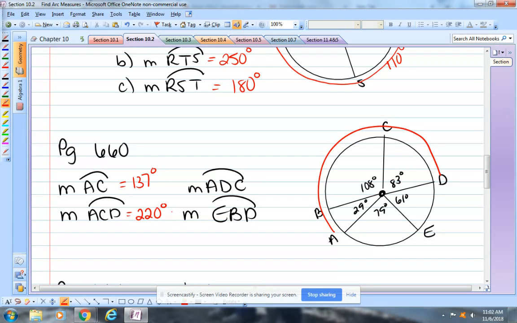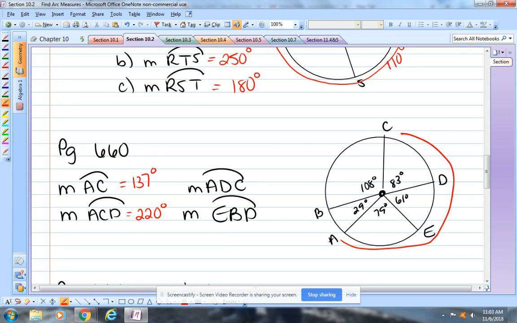All right, next I want the measure of ADC. So do I start at A and go this way, or do I start at A and go this way? Yeah, I got to go from A to D to C in that order. Yeah, this way. How can I do that? Yeah, I can add 79, 61, and 83. Or since I already know this is 137, I can say 360 minus that part. Right? Does that make sense?